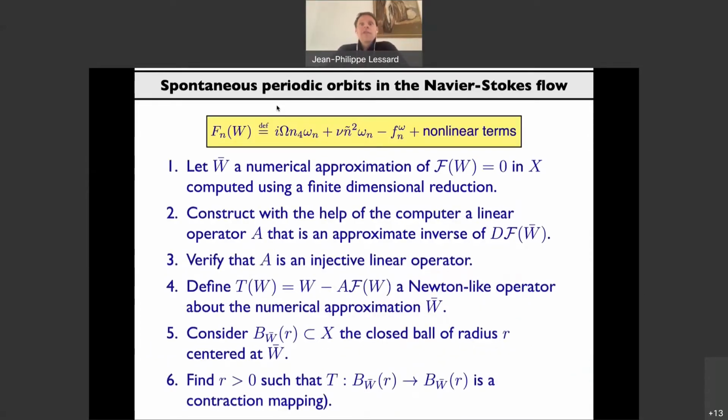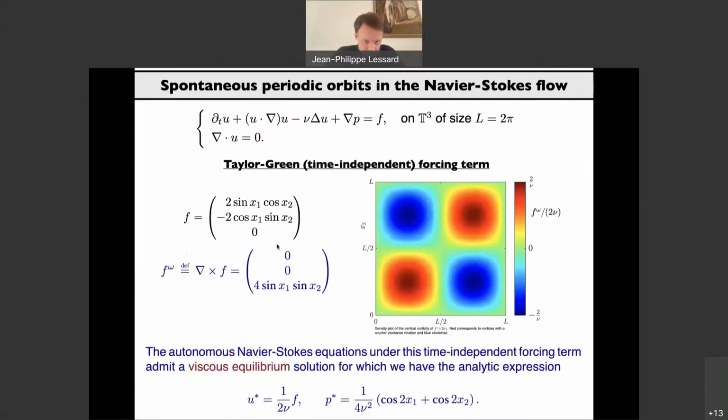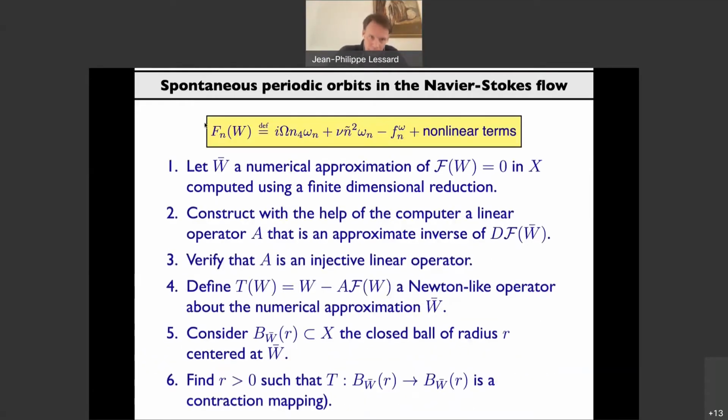So now we have this problem, and we want to apply this general philosophy to it. We have a forcing term, and we have the curl of this forcing term, which is this term here. So we build the zero finding problem that we want to solve, and we apply the general strategy that I introduced in the general context before.